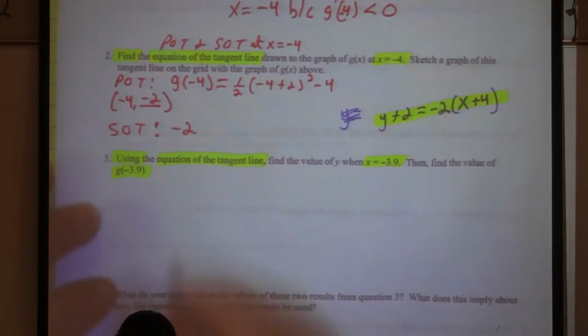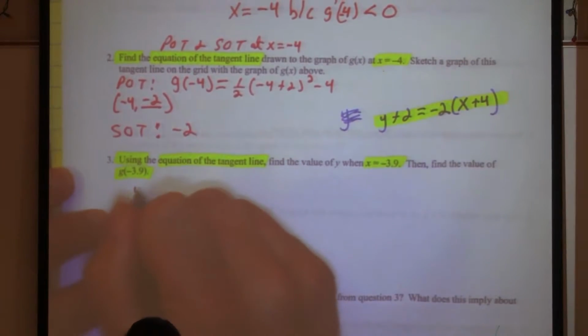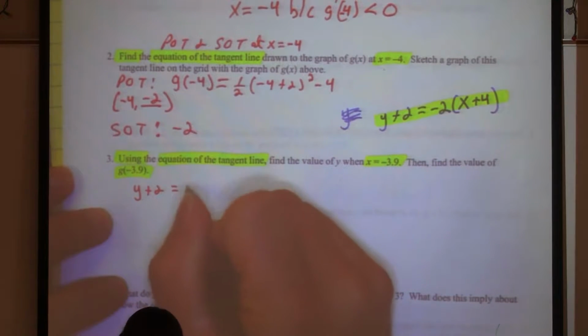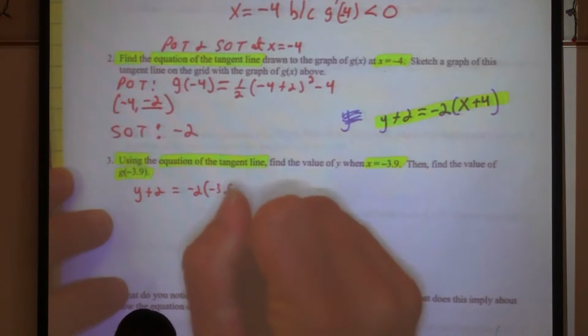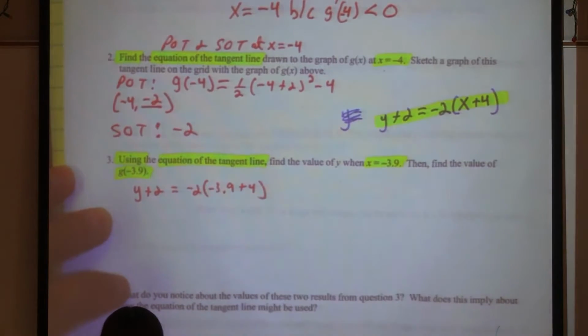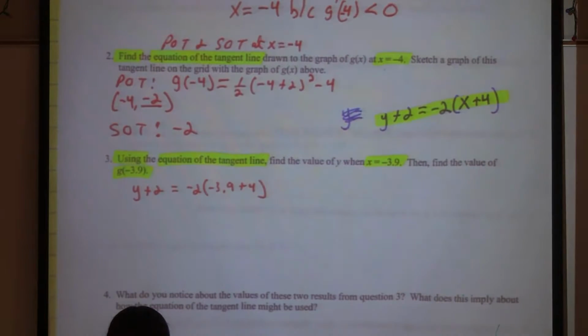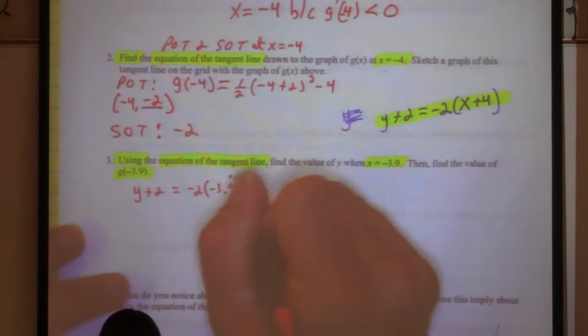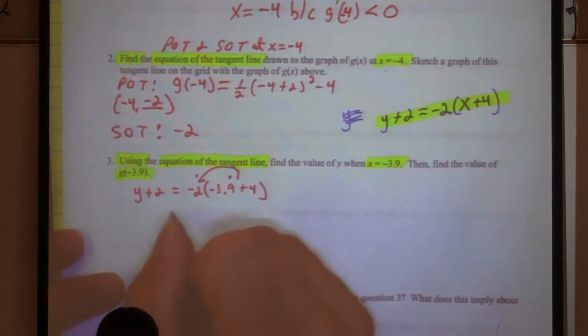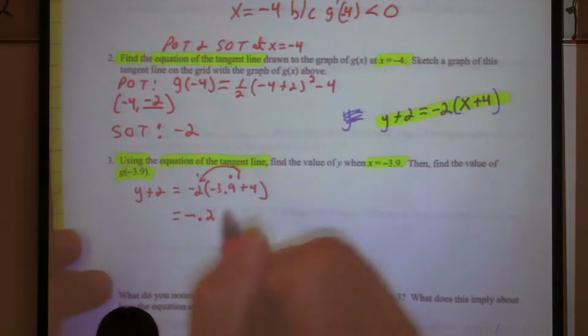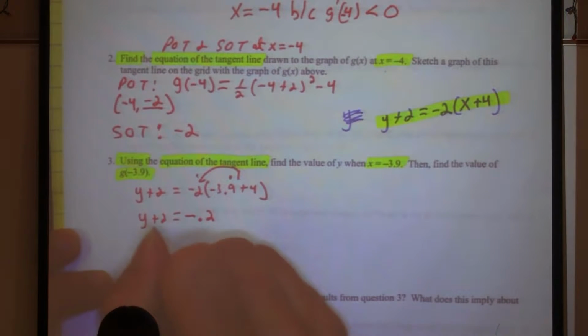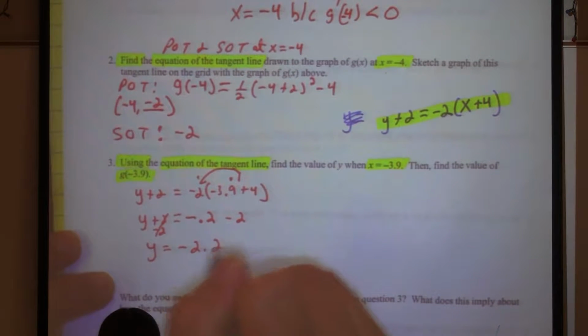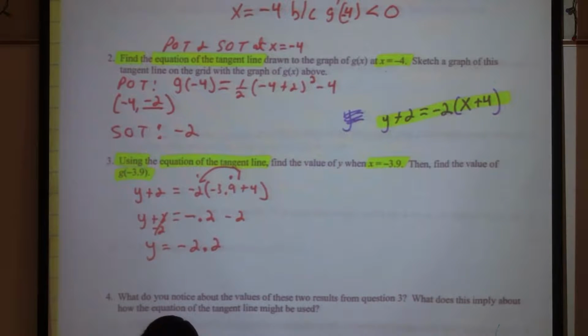Okay, now this should be done without a calculator. So the first one, we have to use this equation. So y plus 2 equals negative 2 times negative 3.9 plus 4. When I add those two, what do I end up with? 0.1, 0.1 times 2? Negative 0.2, right? Minus the 2, so that gives us negative 2.2. Good? Then we do the other one.